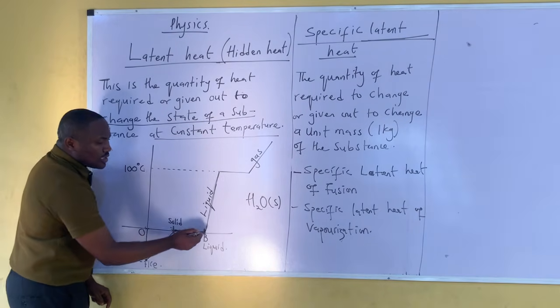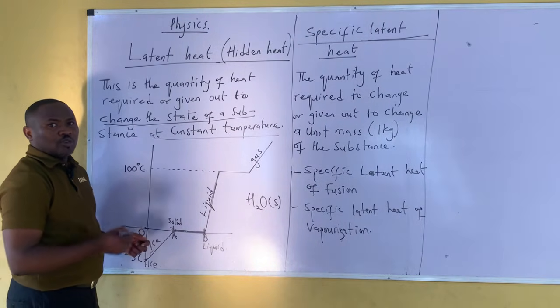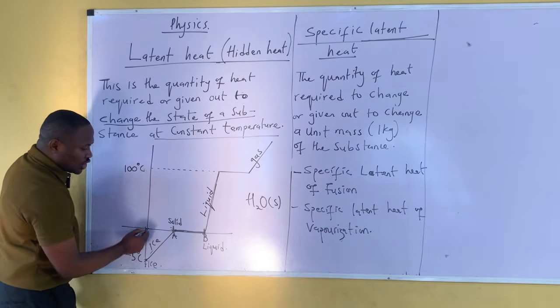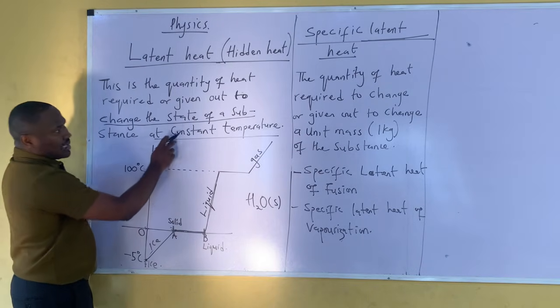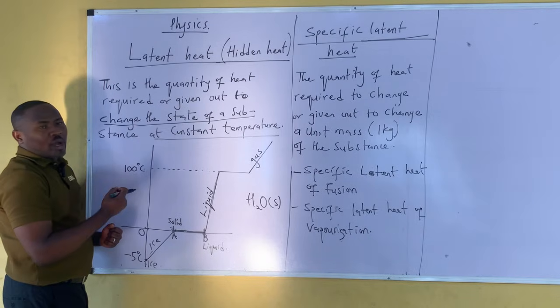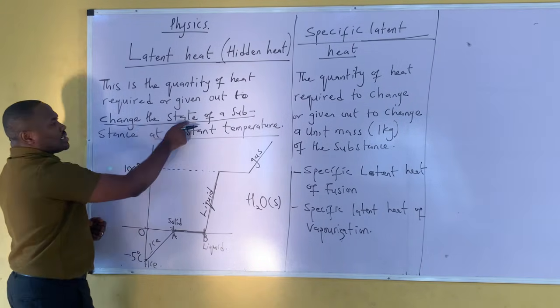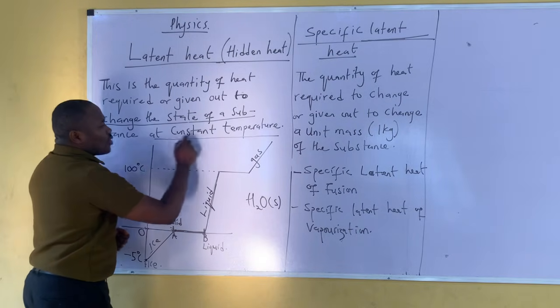So melting has occurred. The substance has changed from solid to liquid, but there is no change in temperature, at constant temperature. That's what the definition is telling us: the heat required or given out to change the state of a substance at constant temperature.